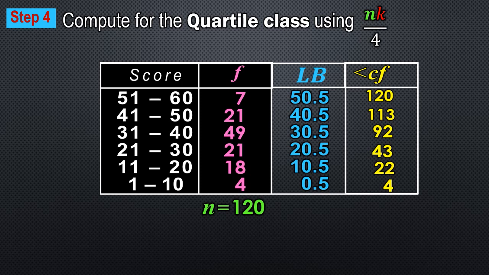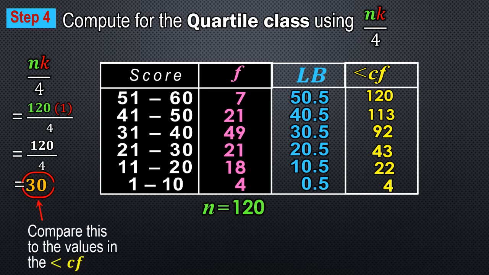For our N, we need to add all the frequencies. So, 7 plus 21 plus 49 plus 21 plus 18 plus 4 is equal to 120. And our K is 1 because we are going to find the first quartile. Then solve: 120 times 1 is 120, divided by 4, that is 30.